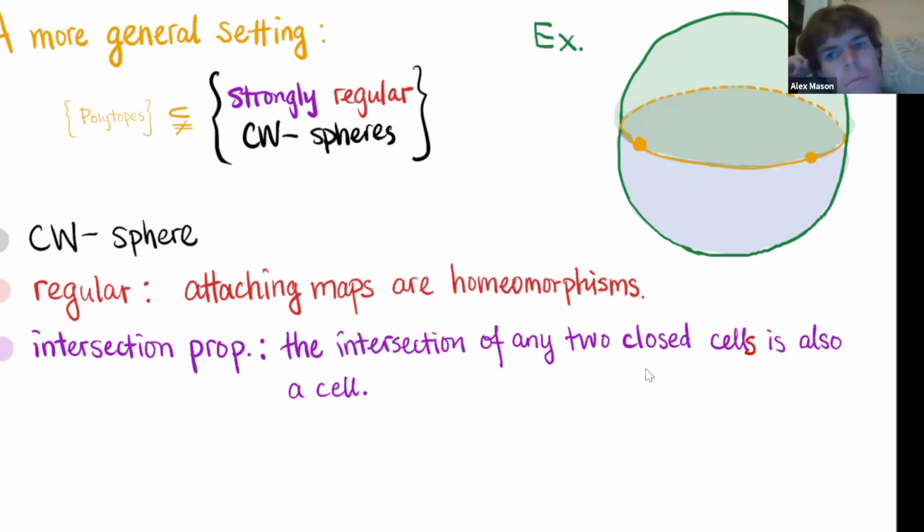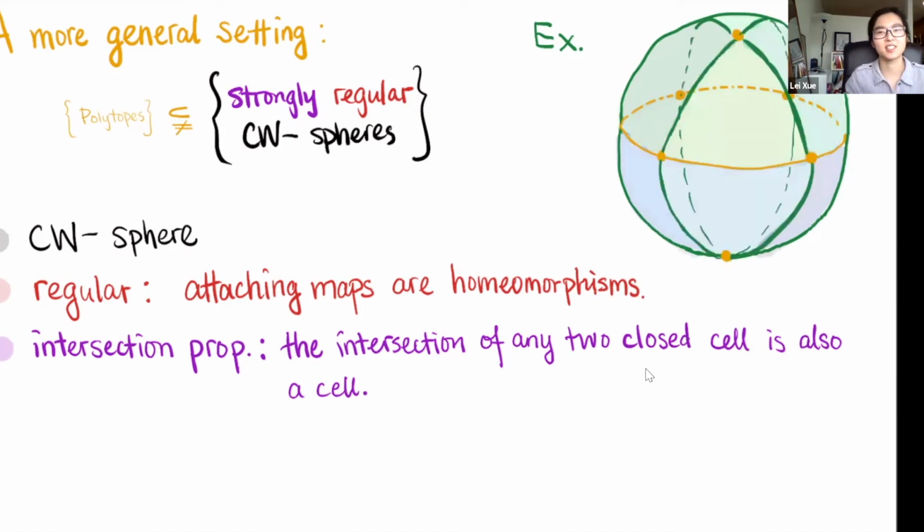Okay, and to give an example of a strongly regular sphere, I will add many new vertices. So here is just an example of a nice one, a strongly regular one. Feel free to check that, take any 2 cells, look at the intersection, it's either empty or just 1 smaller dimensional cell.